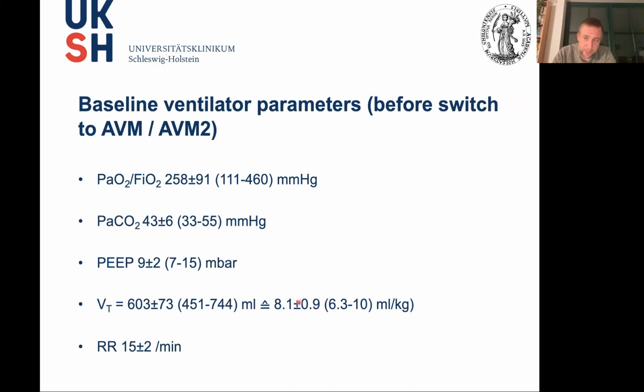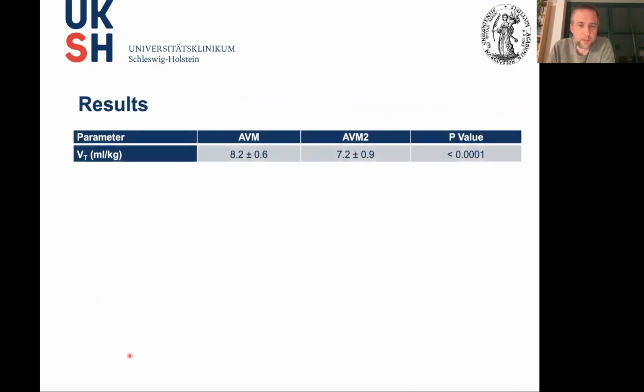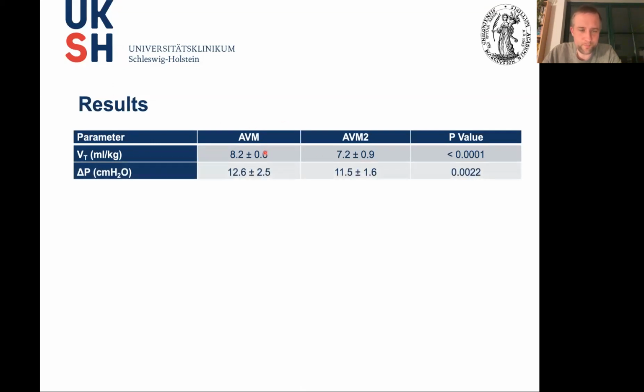So we ventilated them clinically again. This is our clinical reality, with 8.1 milliliters per kilo predicted body weight on average, and a respiratory rate of 15. So when switching to AVM, on average, patients had a tidal volume of 8.2 mils per kilo predicted body weight, whereas with AVM2, with the new mode, this was reduced by 1 mil per kilo to 7.2 milliliters per kilo predicted body weight. So the expectation was met. AVM2 actually did select smaller tidal volumes than AVM, which did so according to the Otis equation.